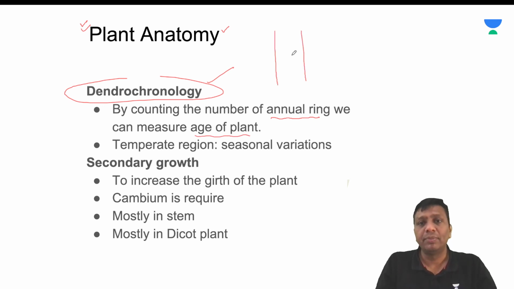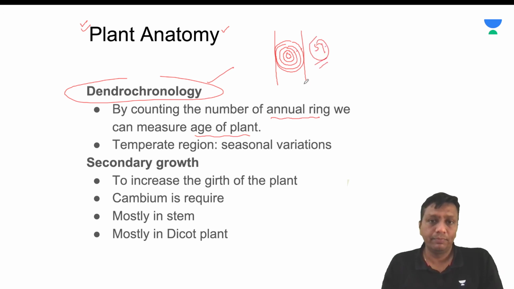Suppose this is a stem. In 1 year, 1 ring forms, the second year 2, third year 3, fourth year 4, fifth year 5. So whenever you count the number of rings, you can tell this plant is 5 years old. And why does this formation happen? Because of cambium.